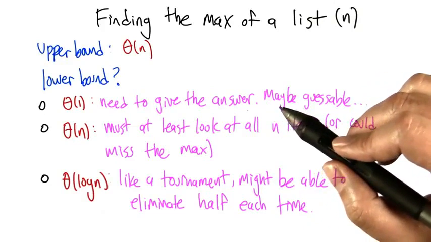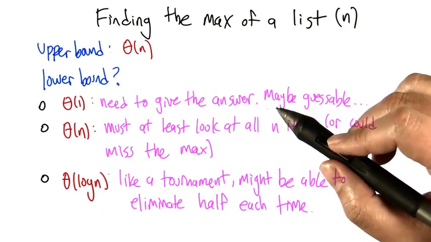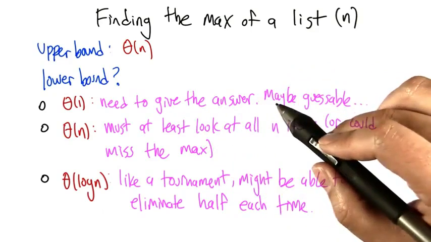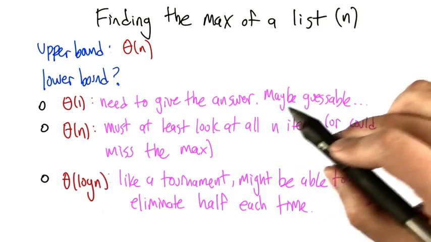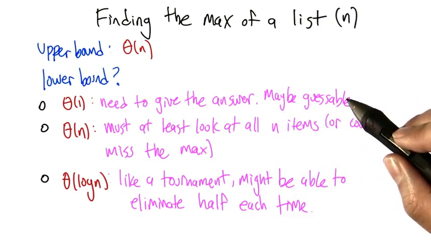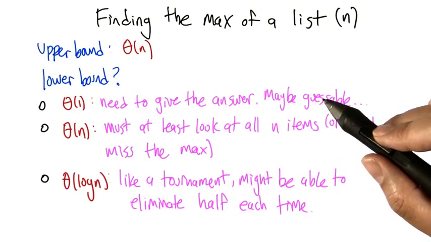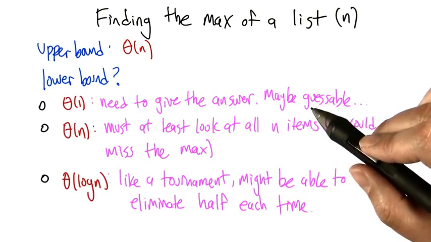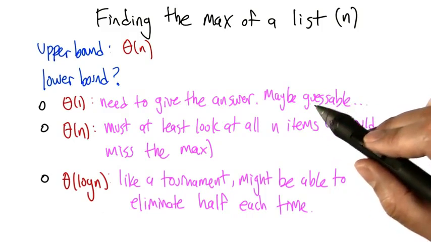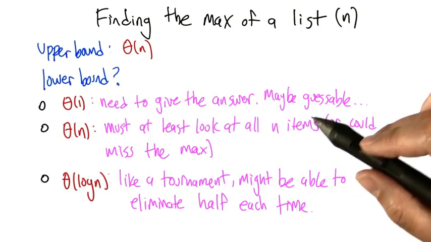Well, it turns out all of these are sort of right. You really do need to give the answer, but this isn't quite right. You can't guess the answer. If you have an algorithm that just guesses the answers, that algorithm is going to be wrong some of the time. And we're not talking about the complexity of algorithms that are allowed to be wrong. We're talking about the complexity of algorithms that have to be right.